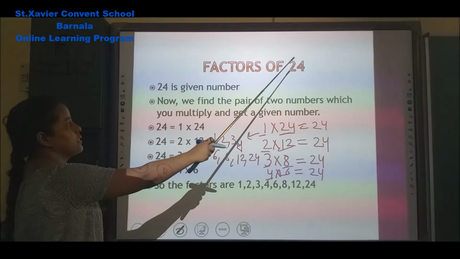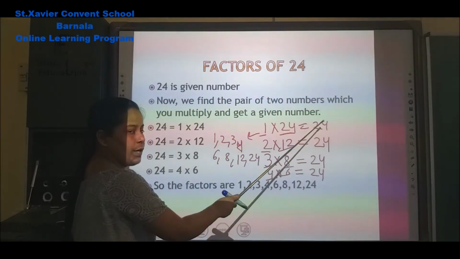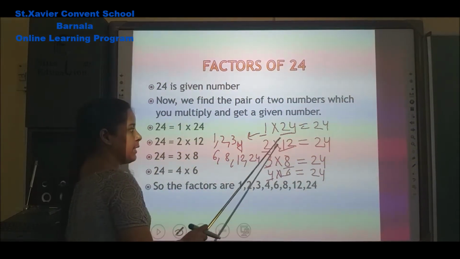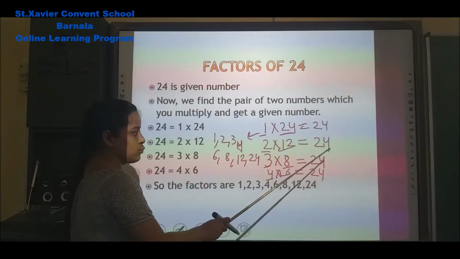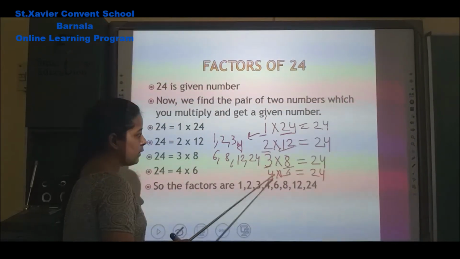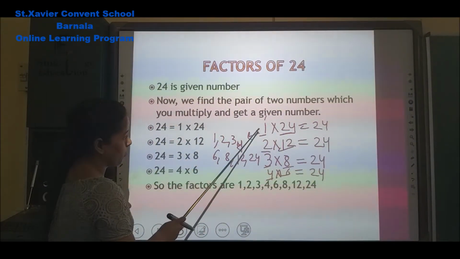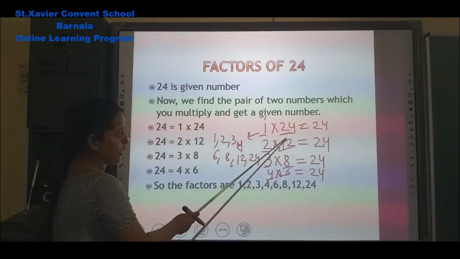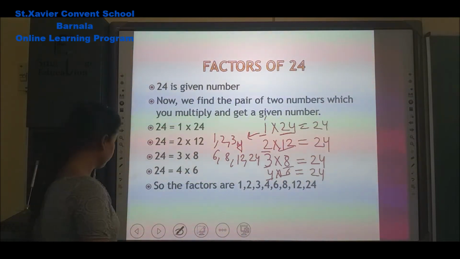First, 24 is the given number. Now we find the pairs which are multiplied to get the result 24. 1 multiplied by 24 is equal to 24. 2 multiplied by 12 is equal to 24. 3 multiplied by 8 is equal to 24. 4 multiplied by 6 is equal to 24. So these are the pairs which multiply to get 24. The numbers are 1, 2, 3, 4, 6, 8, 12, 24. So all these numbers are factors of 24.